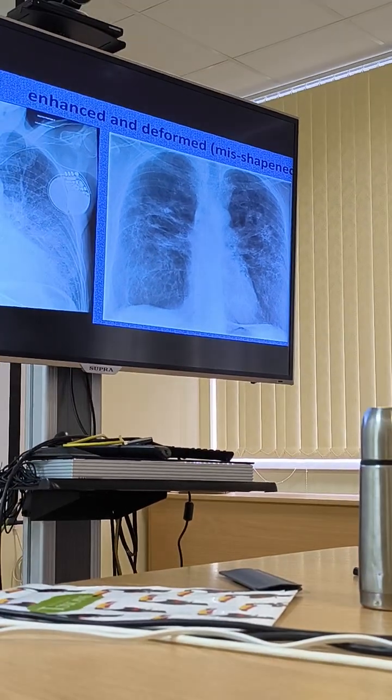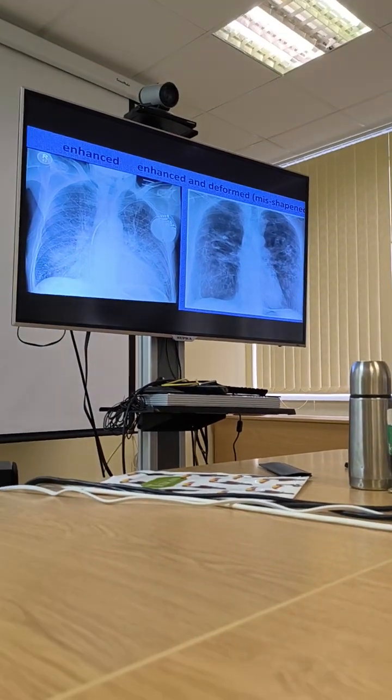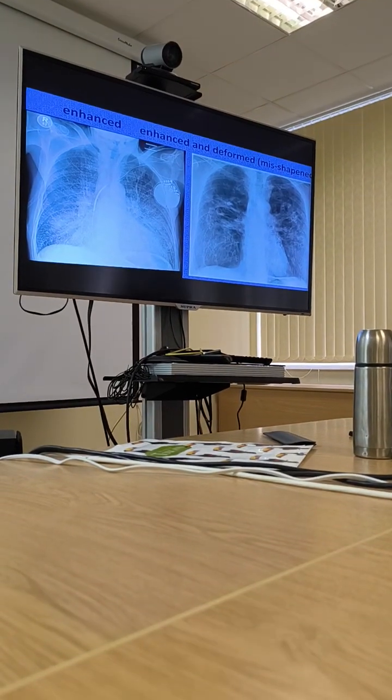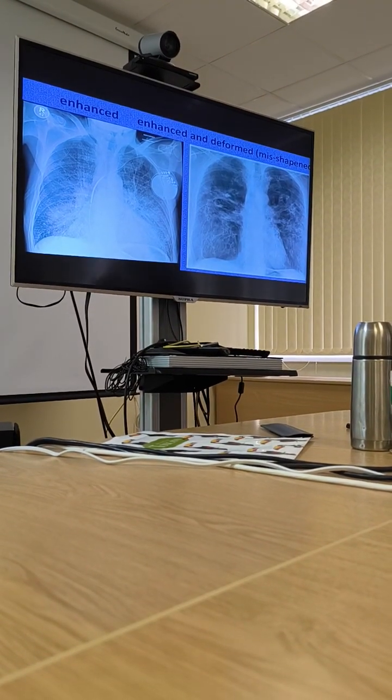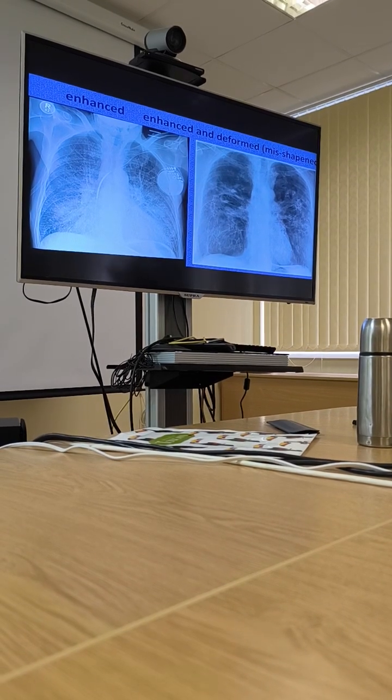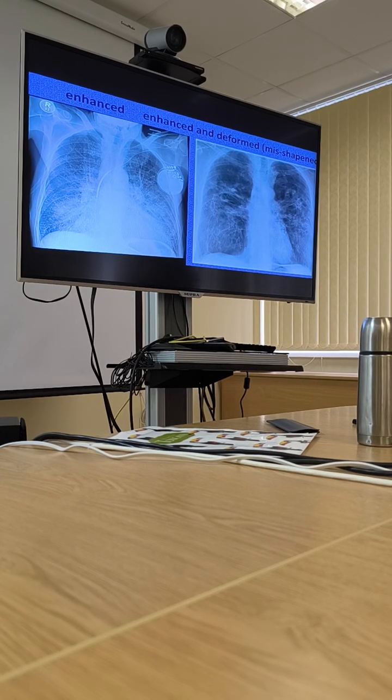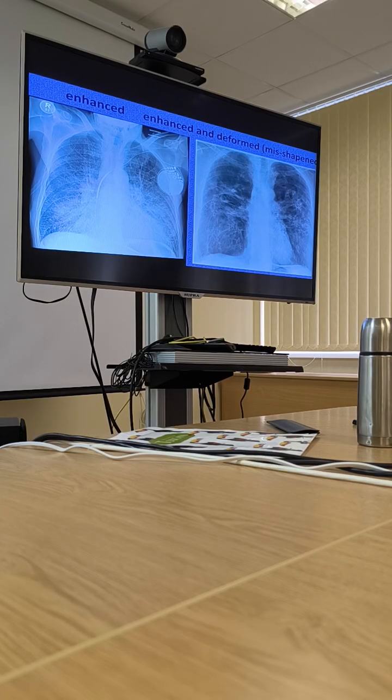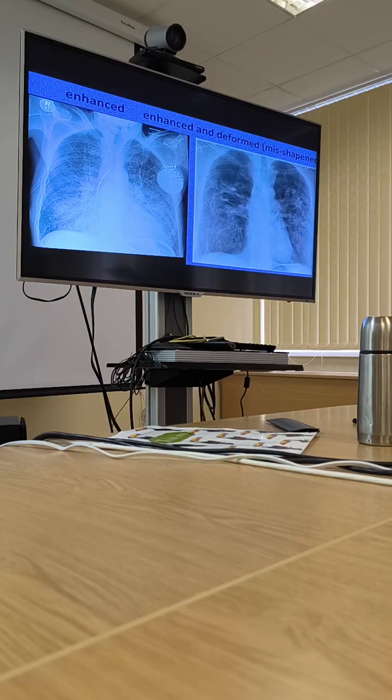They produce some geometric figures like circles, like crosses, and they go in very different directions, not like the pulmonary artery usually does. So the geometry is completely different. And that is what we name enhanced and deformed, or misshapen, however you like it better, lung markings.